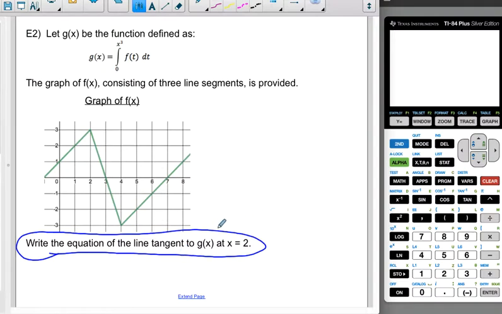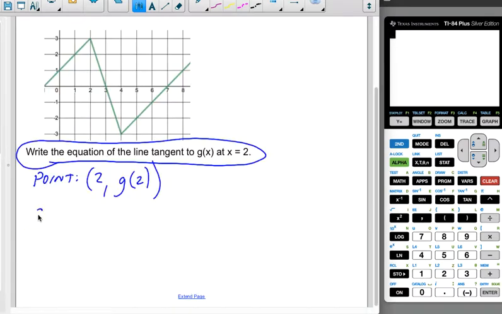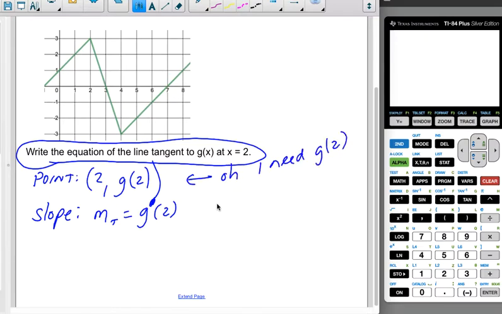So I read this prompt and I say to myself, oh, I need 2 things. I need a point, right, which is going to be 2 comma whatever g of 2 is. So I'm going to need to find g of 2, right? And I need a slope, which I know is going to be, since it's the tangent line, g prime of 2. Once I know that, my brain says, oh, I need g of 2, and here I need g prime of x, then I need to plug in 2. Right? Those are the 2 things I need to do.